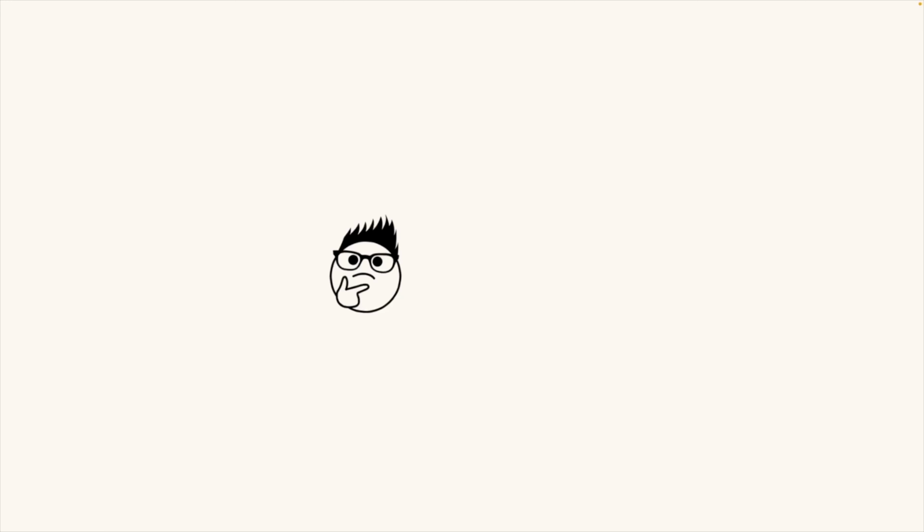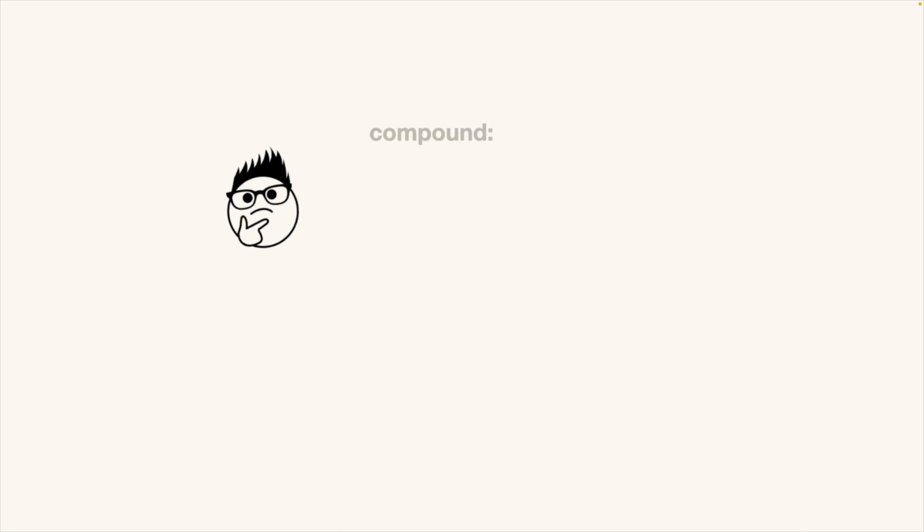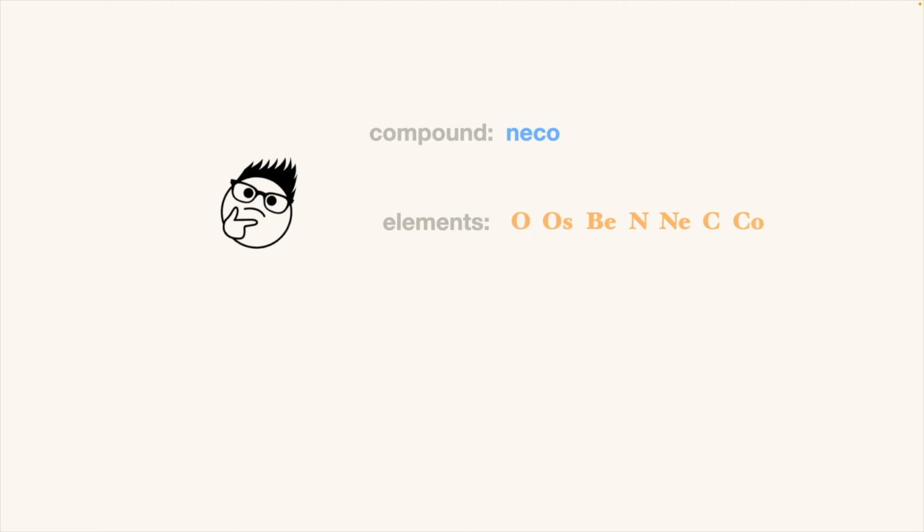So this problem has a bit of a story around it, revolving around chemistry. Luckily, you don't need to know any chemistry to solve this one. One of our inputs for this problem is going to be a compound, which is really just a string. So let's say my input compound was NeCO. We're also going to be given a few different elements. Think of elements on the periodic table, just like you learned in chemistry class. So we have some elements, for example, O, OS, BE, N, and so on.